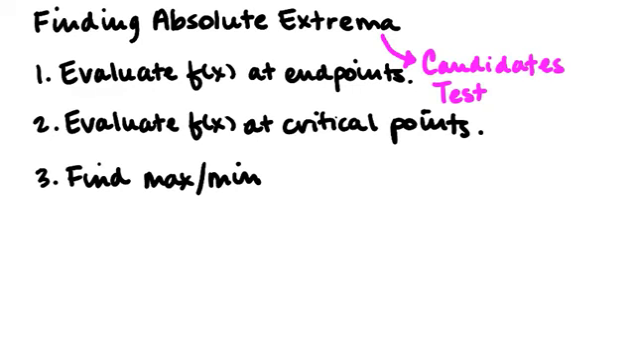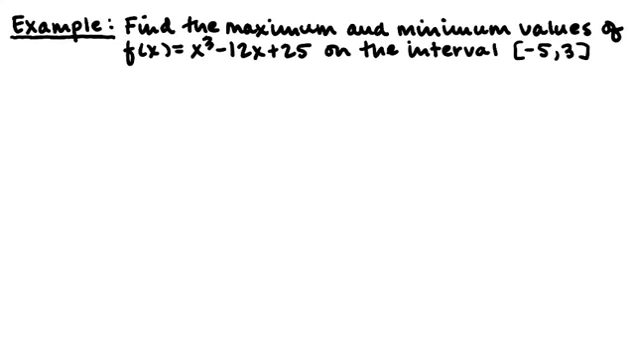Okay, so let's do an example real quick. For example, we've got: find the maximum and minimum values of f of x equals x to the third minus 12x plus 25 on the interval from -5 to 3. Now, the first thing I'm going to point out is the preposition, the maximum, okay?